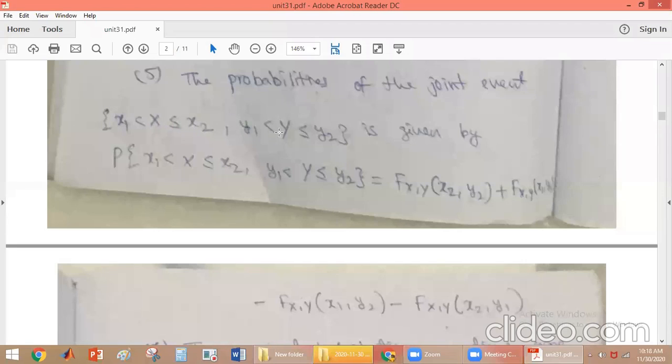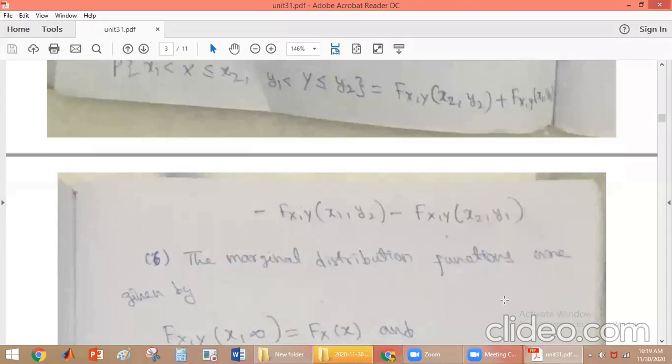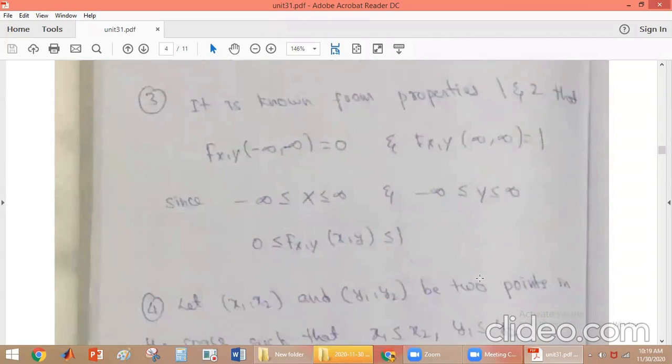x2, y1 less than y less than or equal to y2. It is given as the probability of x1 less than x less than or equal to x2, y1 less than y less than or equal to y2, which can be written as the joint probability distribution function at x2 comma y2, plus the joint distribution function at x1 comma y1, minus the joint distribution function at x1 comma y2, minus the joint distribution function at x2 comma y1. Okay, now we'll see the proof of the fifth property.